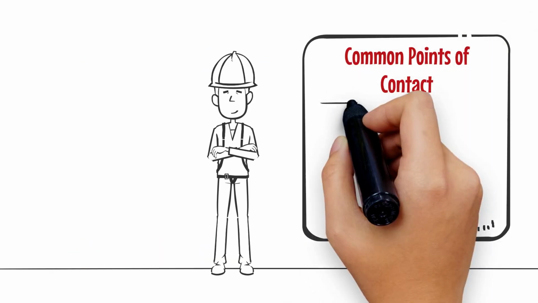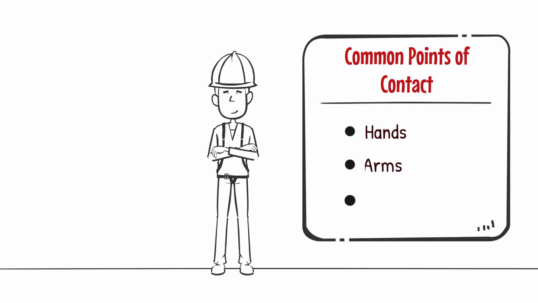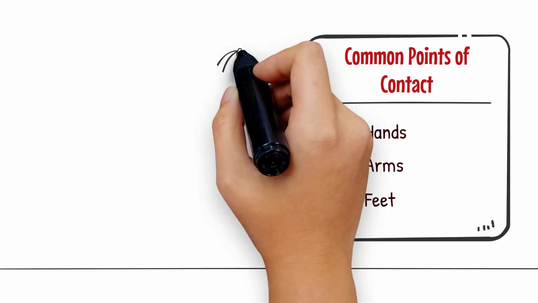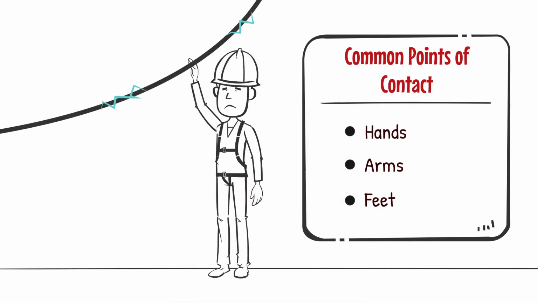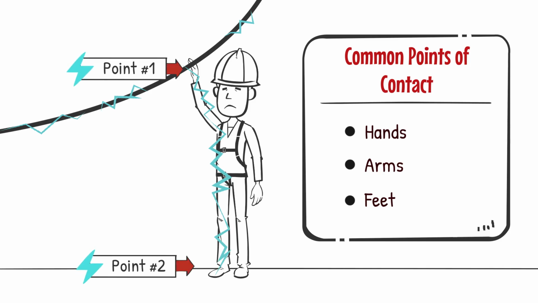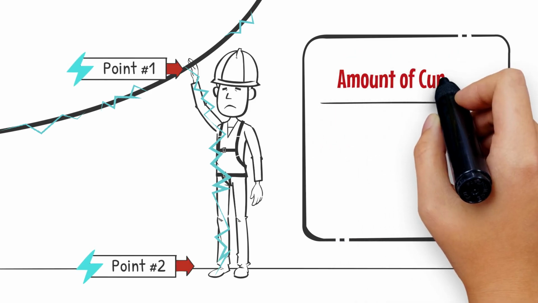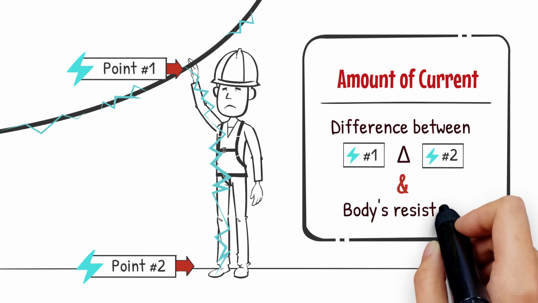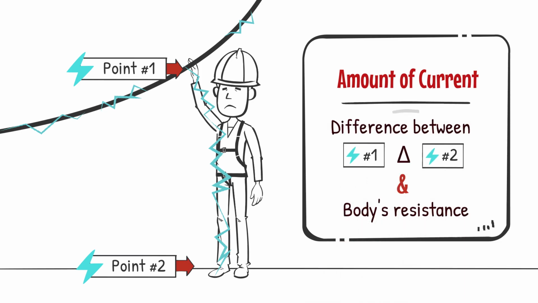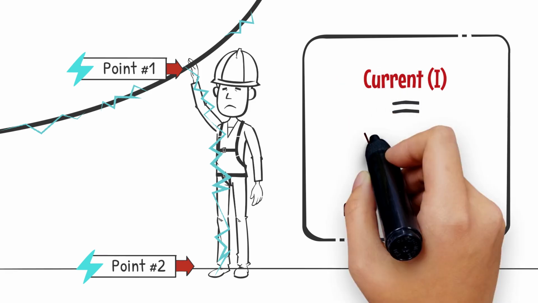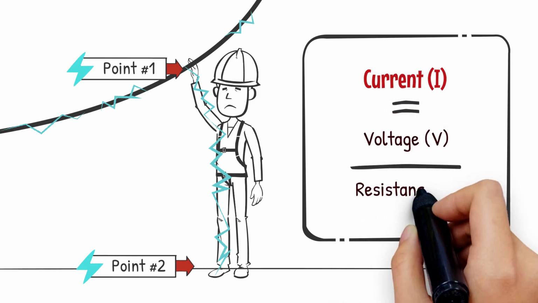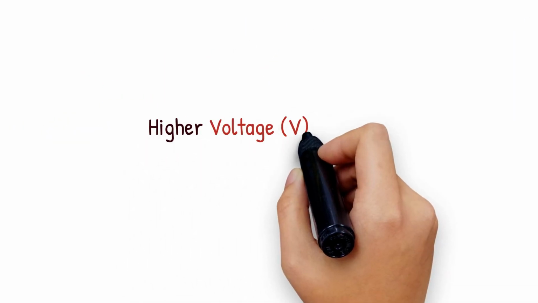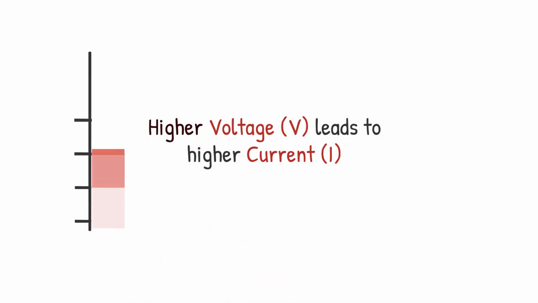Common points of contact for humans include hands, arms, and feet. Often, a person stands on the ground when they touch a live wire, effectively making 2 points of contact, the wire and the earth. The amount of current that flows during a shock depends on the voltage difference between the 2 contact points and the body's resistance. This follows Ohm's law. Current, I, equals voltage, V, divided by resistance, R. Higher voltages lead to higher currents, which are more dangerous.